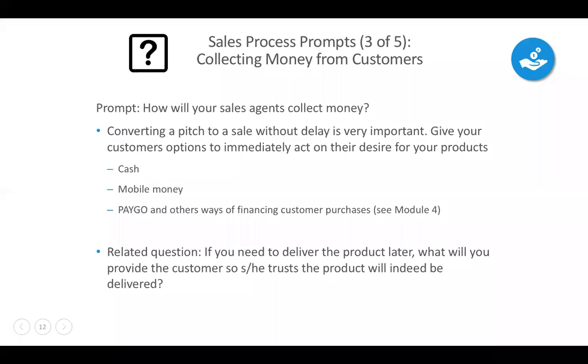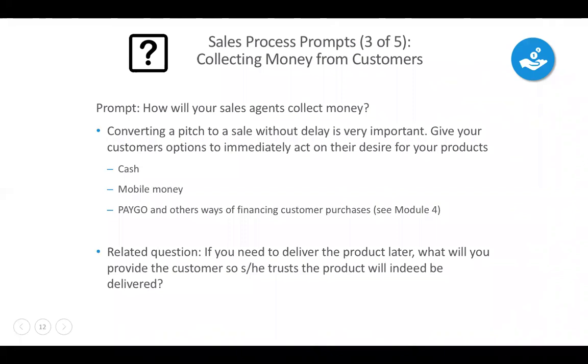So thirdly, how will your sales agents collect money? Converting a pitch to a sale without delay is very important. Successful last mile distribution companies give their customers options to immediately act on their desire for their products. So this can include upfront cash, mobile money, or pay-go or other financing of customer purchases.